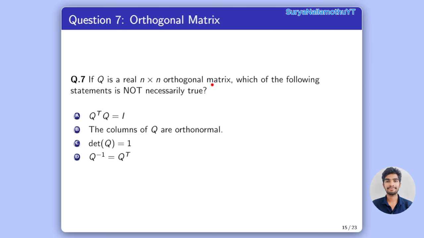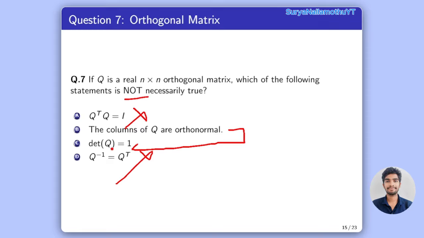Q is a real n by n orthogonal matrix. Which one of the following is not necessarily true? Actually, in the question, it includes 'not necessarily true', which means we are asking which one is not suitable. A is suitable, right? D is also suitable. These are correct statements, but since the question asks for the one that is not necessarily true, these are not the answer. So the answer will be these two. The columns of Q are orthogonal, so these two points are there.